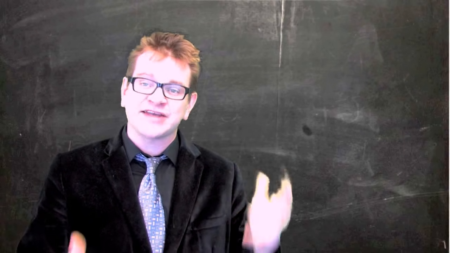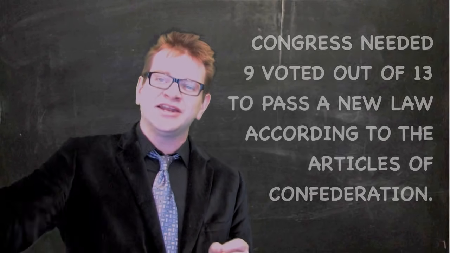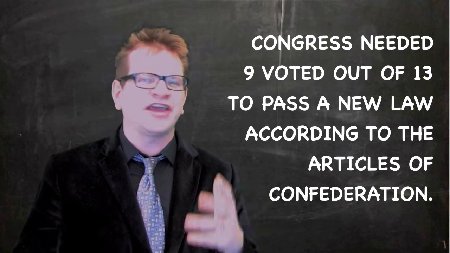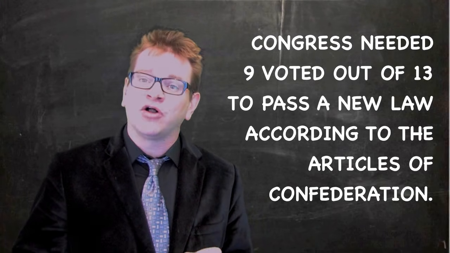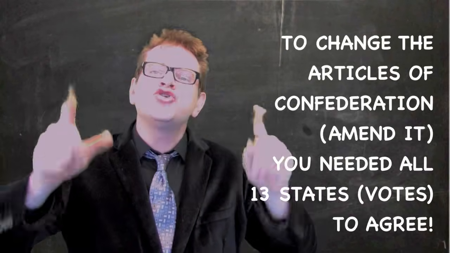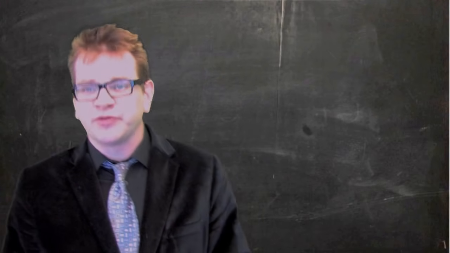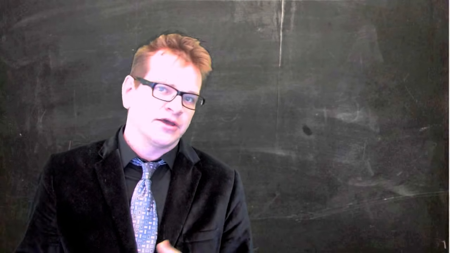In terms of passing laws, remember there were only 13 members in Congress, 13 states. You needed 9 out of 13 to pass a law. So that's what's called a supermajority. It's hard enough to get 51% to do anything, so getting 9 out of 13 made it very difficult to pass laws. To change the Articles of Confederation, let's say they had a realization that, oh man, that's messed up, we have to change that, you needed all 13. So that's going to be a problem. And we're going to find out, through the Annapolis Convention, that eventually we're not going to be able to get 13 to agree to change anything, which is going to ultimately destroy the Articles of Confederation.